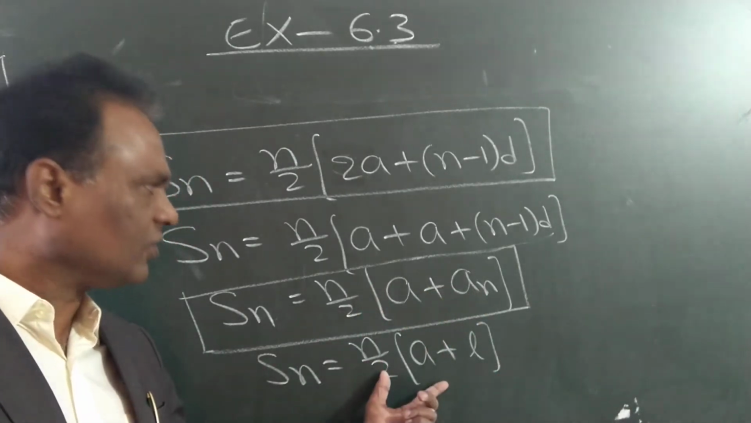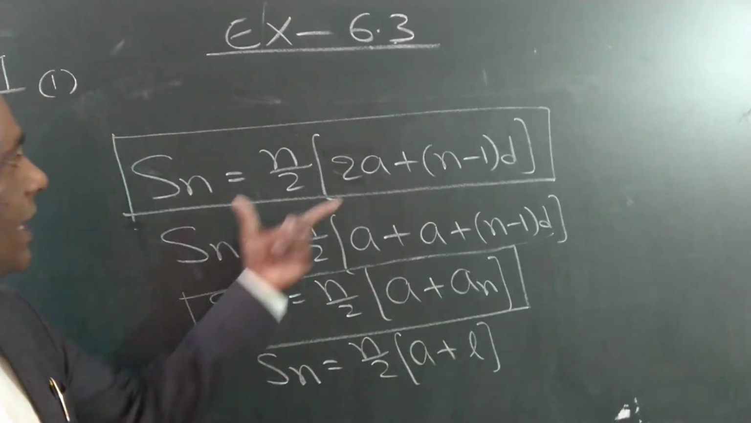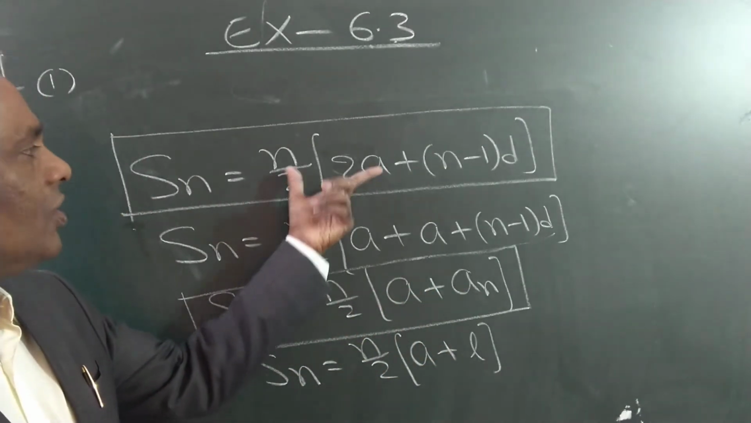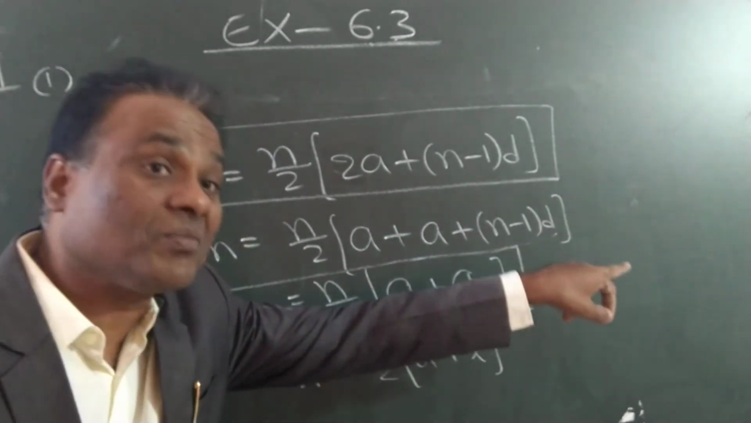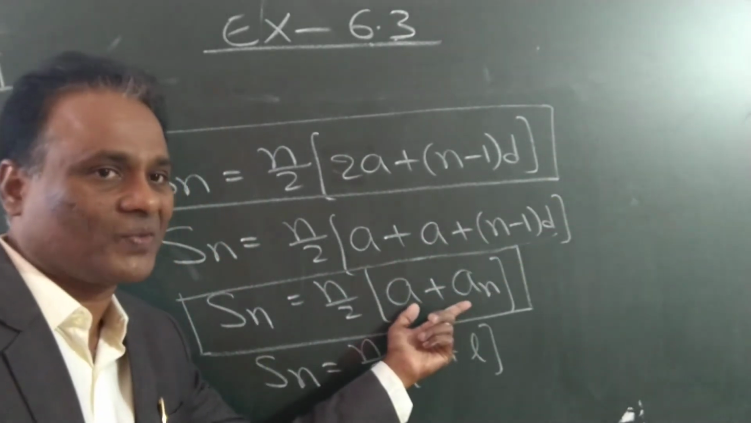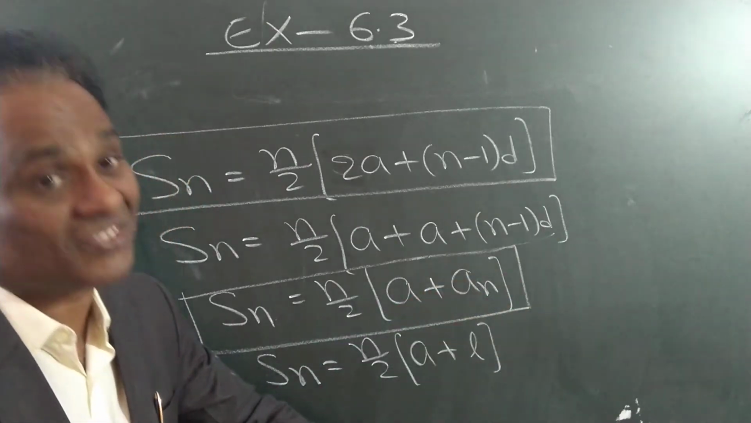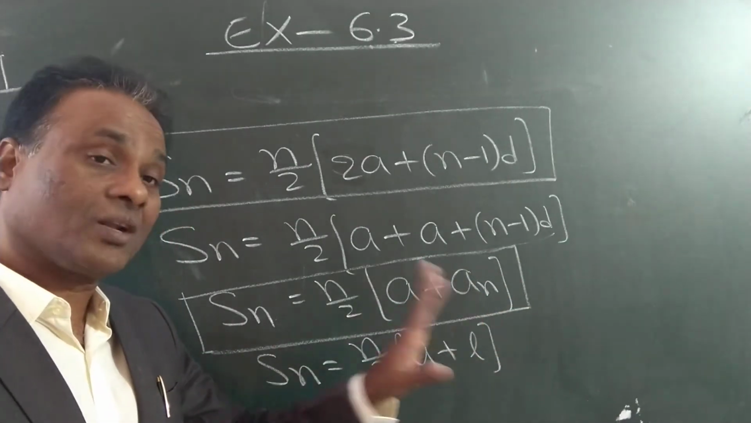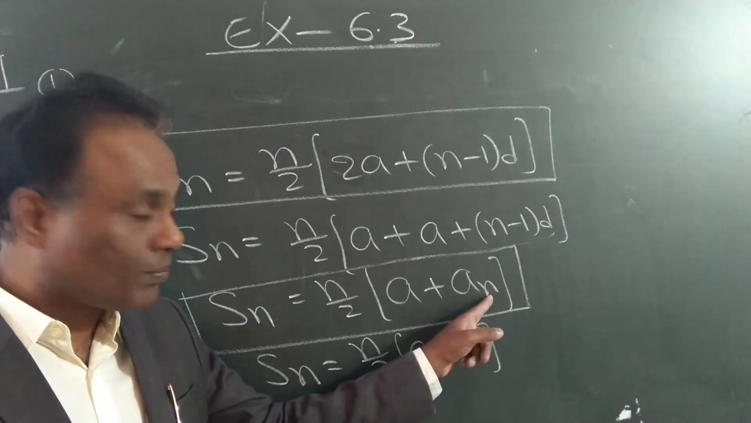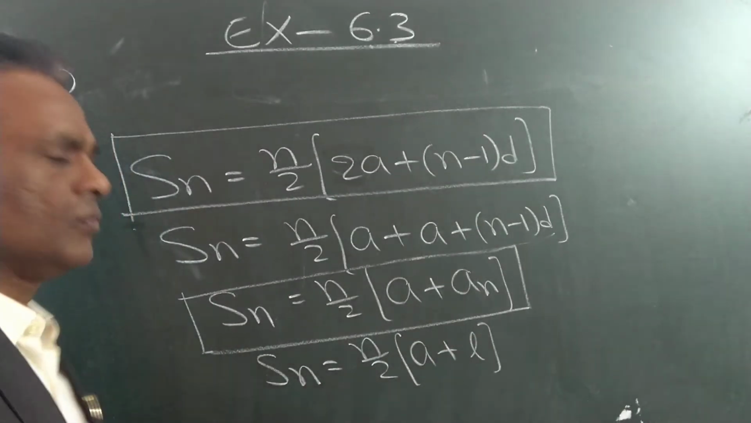Same formula, I wrote it like this. Actually this is the general formula. But if the last term, the nth term, is known, we can use this formula also. It is called the nth term or also the last term. Last term or nth term, both are the same. So we can use the symbol an or L.